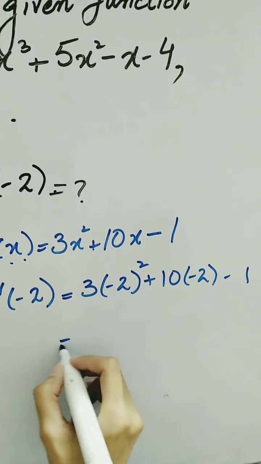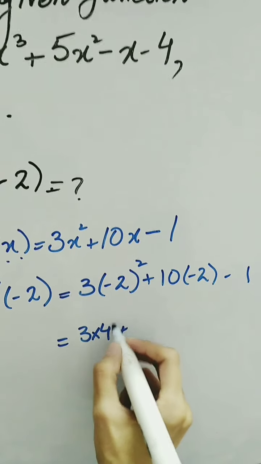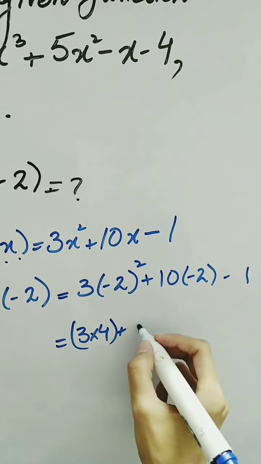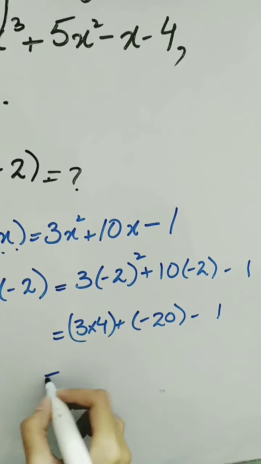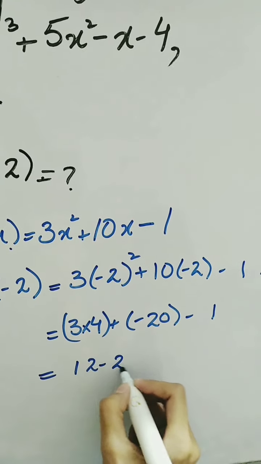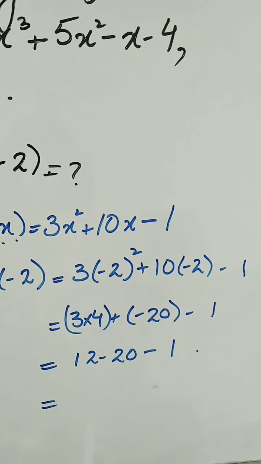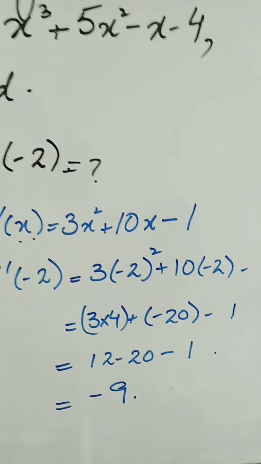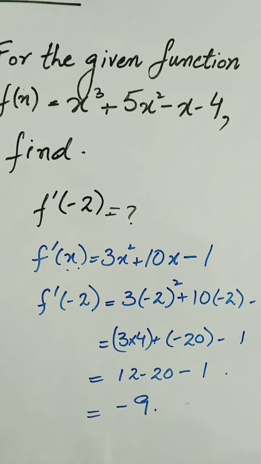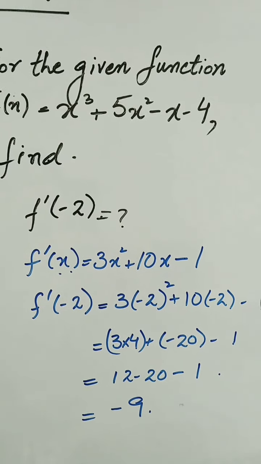We will have 3 into minus 2 squared, which is 4, plus 10 into minus 2, which is minus 20, minus 1. We have 12 minus 20 minus 1, or we have minus 9. This is the value of our given function.